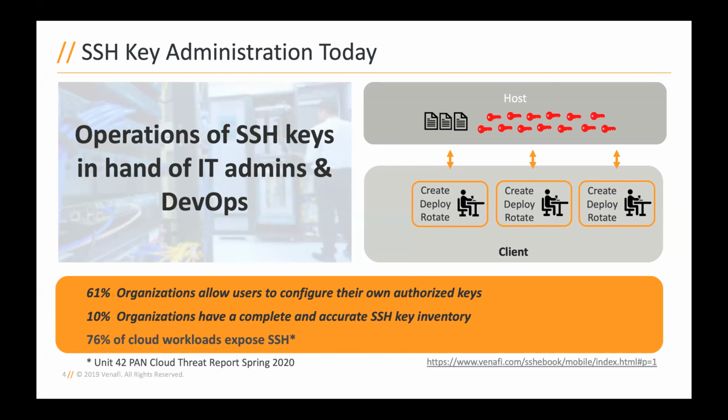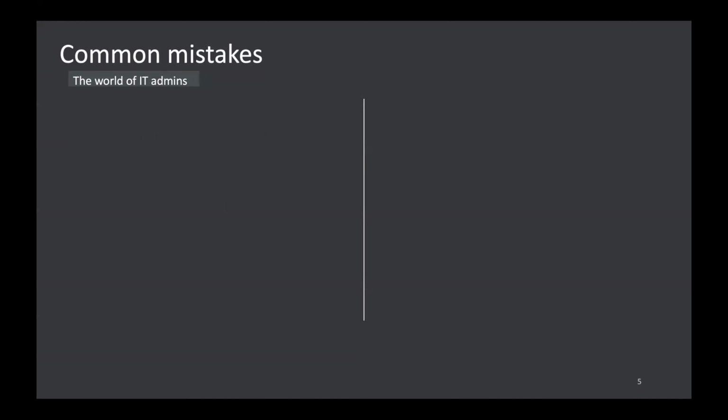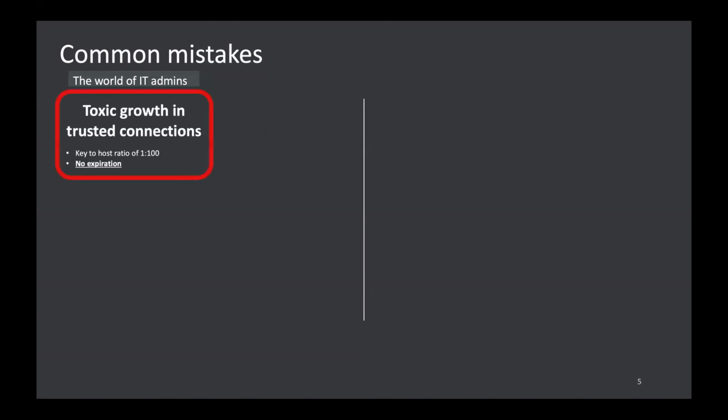Anyway, the point I wanted to make is this: how are SSH keys administered today? It's usually left up to the individuals. Now, what does it mean? What are those risks and mistakes that can happen? Well, let's talk a little bit about those. On the IT side, the admin side, the DevOps side, the developer side, these are some of the common mistakes. First of all is toxic growth in trusted connections.